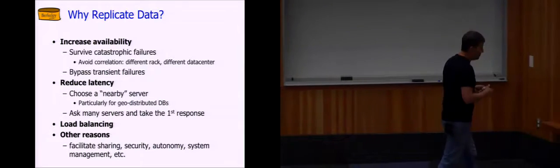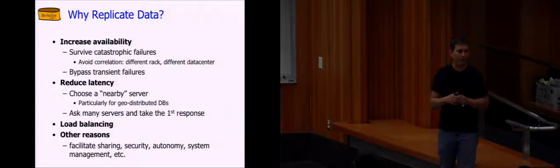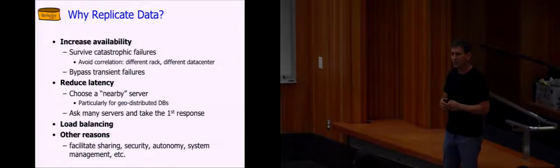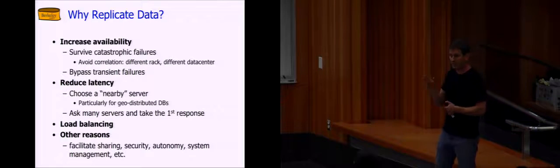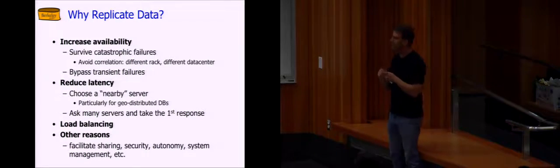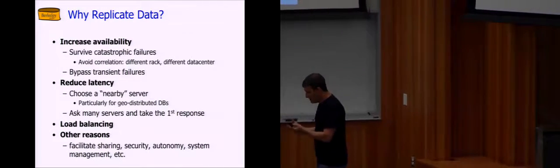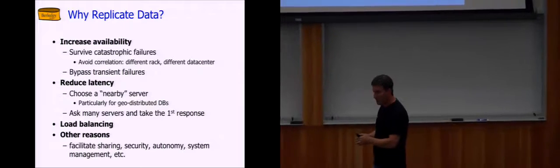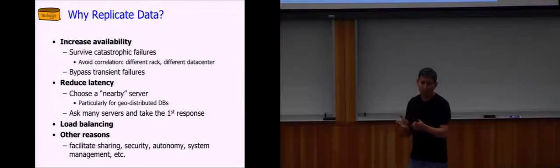Also, you can play games like issue a request to lots of servers, and whoever responds first is the replica you get. So you can deal with latency variances in performance by running your request at a bunch of places and taking the first one. Another reason for replication is load balancing. The system internally can decide which replica to route you to based on load. Okay, so it's got more than one choice now.